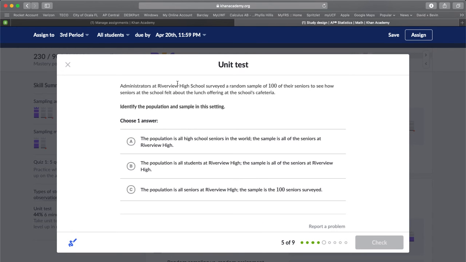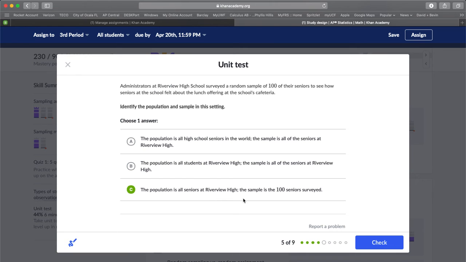Alright, administrators at Riverview High surveyed a random sample of 100 of their seniors. Identify the population and sample in this setting. We're trying to see how seniors feel about the lunch offering at school. The idea is we only sampled seniors, so the population is only the high school seniors at Riverview High, because you can only generalize, or you can only consider your population to be those that have characteristics of your sample. In other words, because we only sampled seniors at Riverview High, we can't make any other assumptions about other grade levels or any other high school in the district.